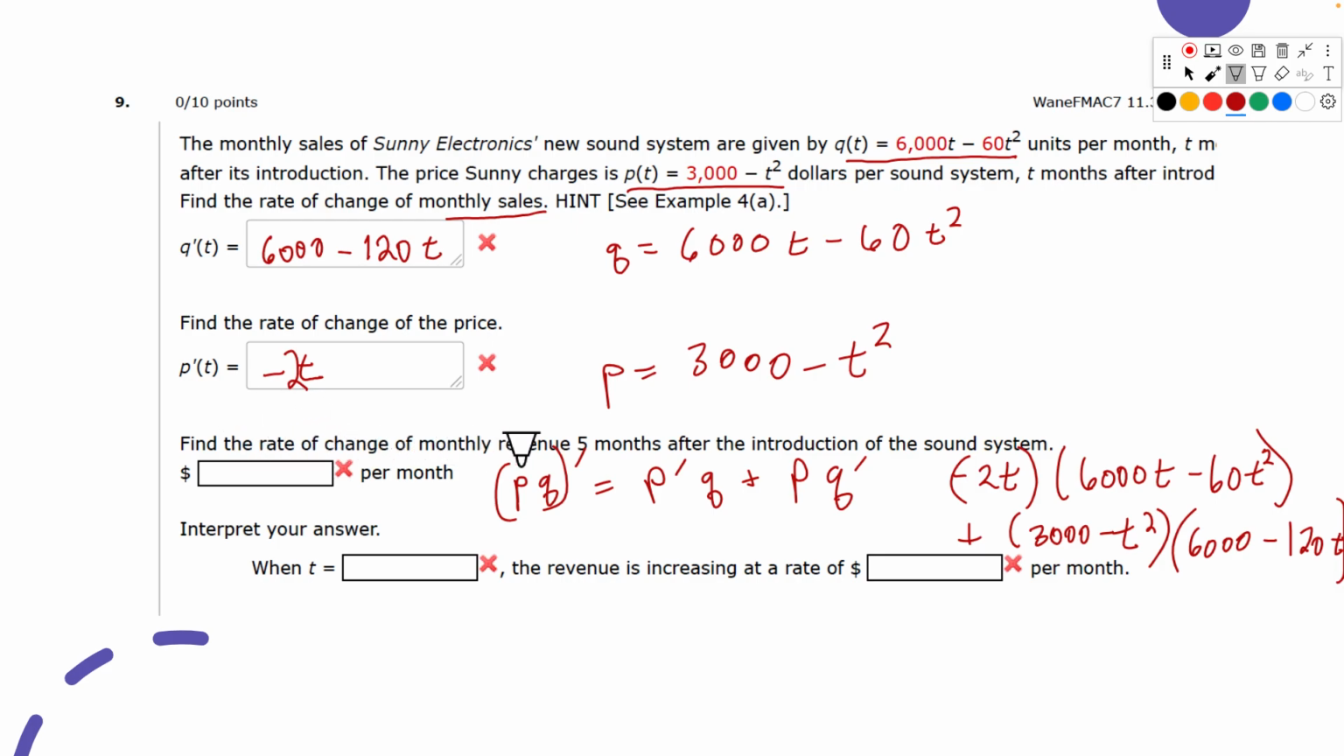Find the rate of change of the monthly revenue 5 months after the introduction. Well, we could FOIL all this out, but we're looking for 5 months, right? We could just plug in the 5 for t, save ourselves some effort. We've got the derivative here, put 5 in for t, and we'll be able to calculate it. And then down here, when t equals 5, the revenue is increasing at a rate of, so whatever number we got here, we'll go down here.